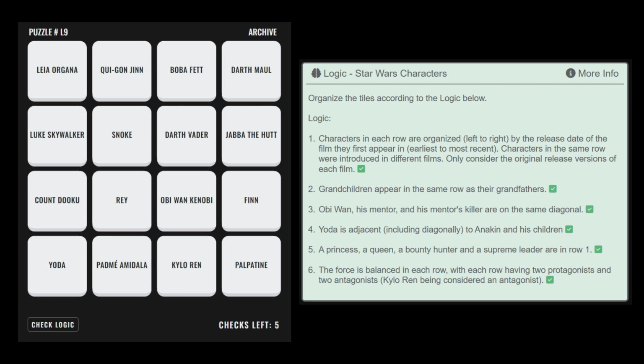This is the Star Wars character's logic puzzle explanation video. There are many ways to arrive at the solution of this puzzle without guessing. This is just one way.